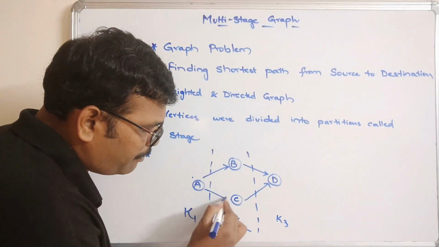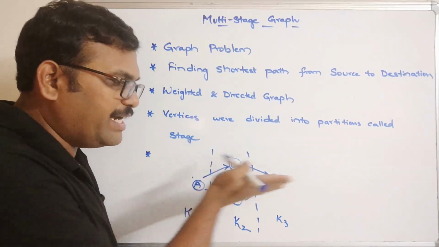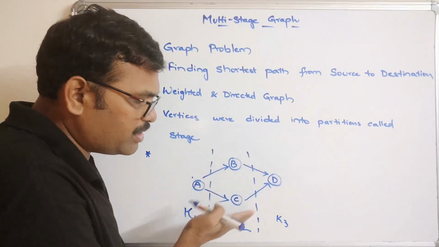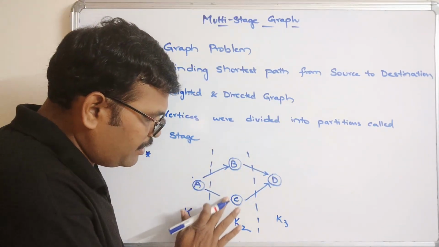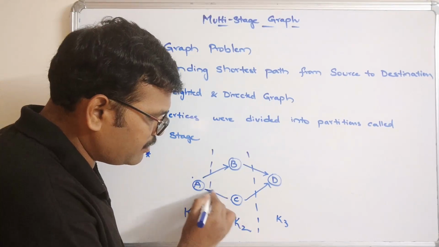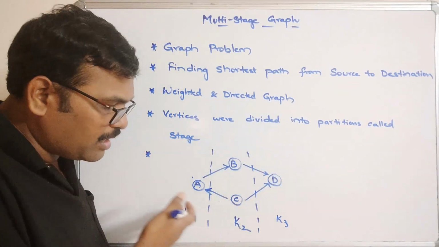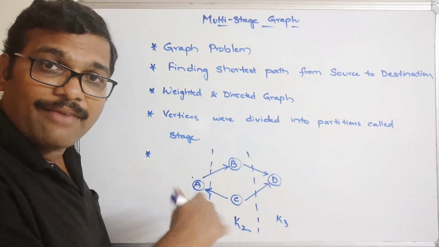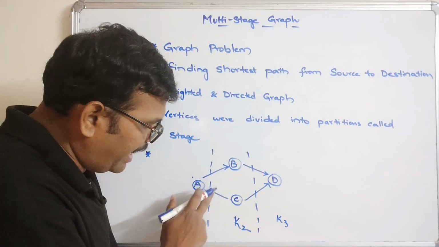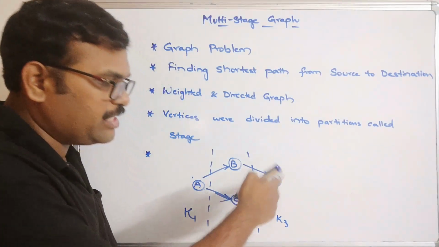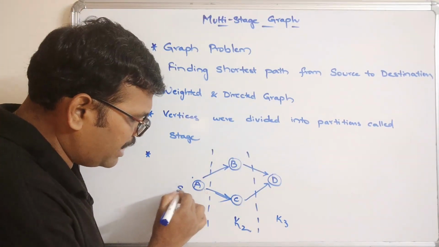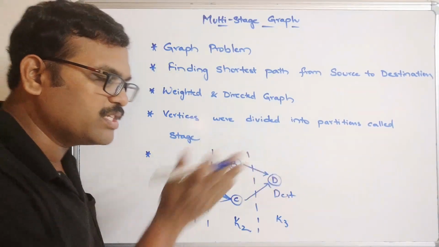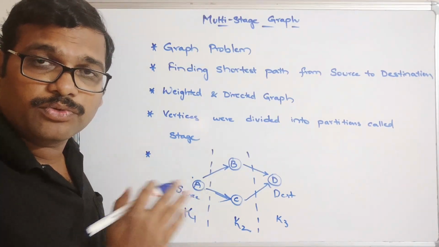In this example you can see the direction is towards the destination, right? A to B or A to C, and B to D or C to D. And the direction should not be like this, where one is towards the destination and another one is towards the source. This type of graph is not applicable, right? The direction should be towards the destination only. For example, let us take this as a source and this as a destination. Then the direction should be only towards the destination, not towards the source.